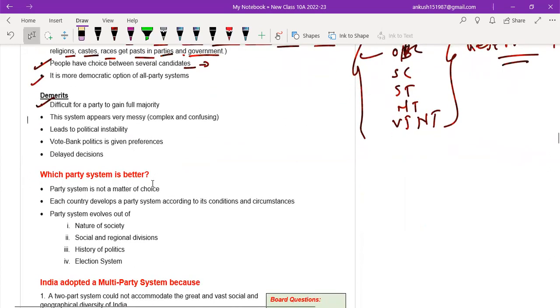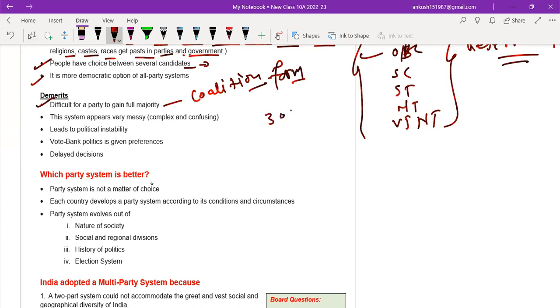I just told you, suppose a party is not getting the full majority, so it has to form the government in coalition. As many times in India it happens, no single party was able to get the full majority. In 2014, BJP had got 303 seats. It was a one-sided win, the full majority, and that is why there was no coalition government from 2014 to 2019. Within these 5 years, there was no coalition government.